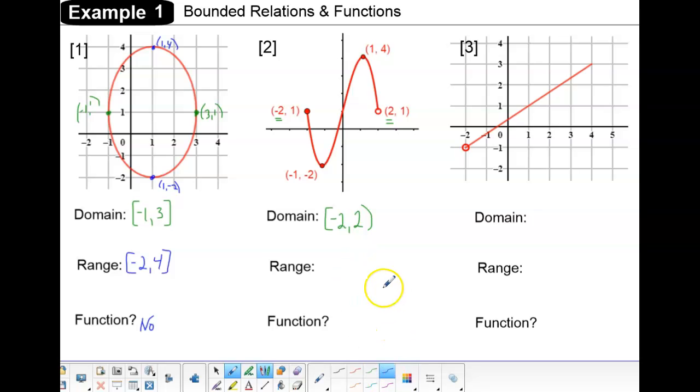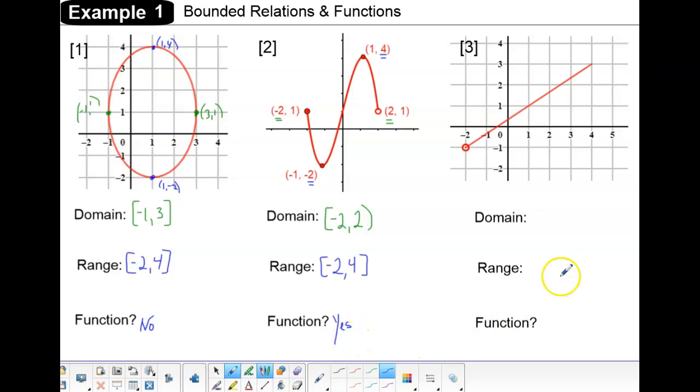Then the range is looking at the y values. Our lowest y value is -2. There's a closed circle, so that's inclusive. It gets a bracket. And our highest y value is +4 on this graph, which is a closed circle, so that is also inclusive. And so we've got a bounded interval that's completely closed from -2 to 4. And this piece of a polynomial, it looks like this curve here in between these two endpoints passes the vertical line test, and so yes, that is a function.